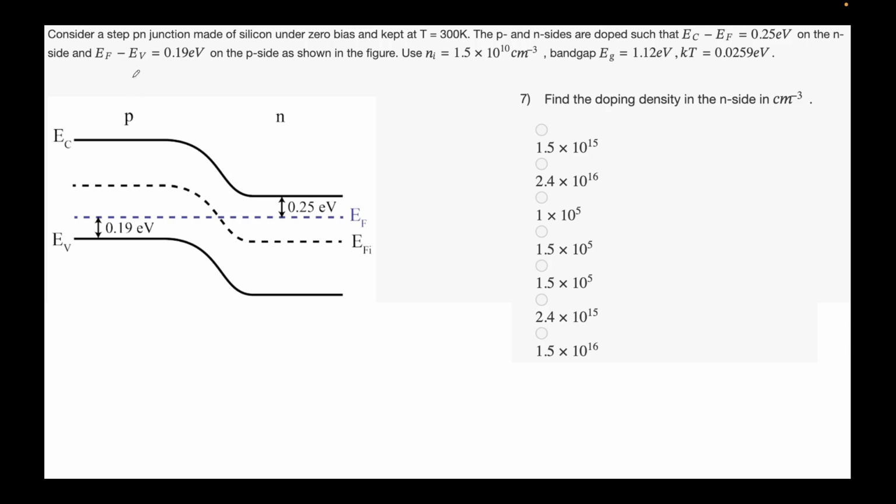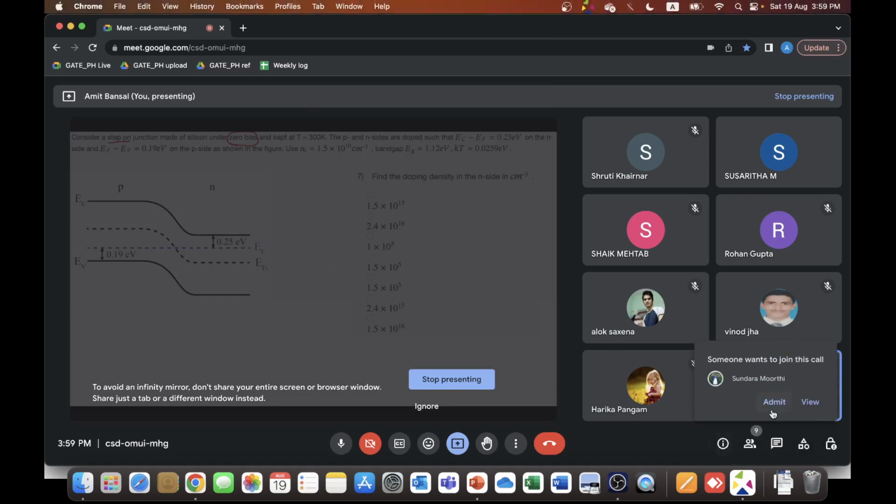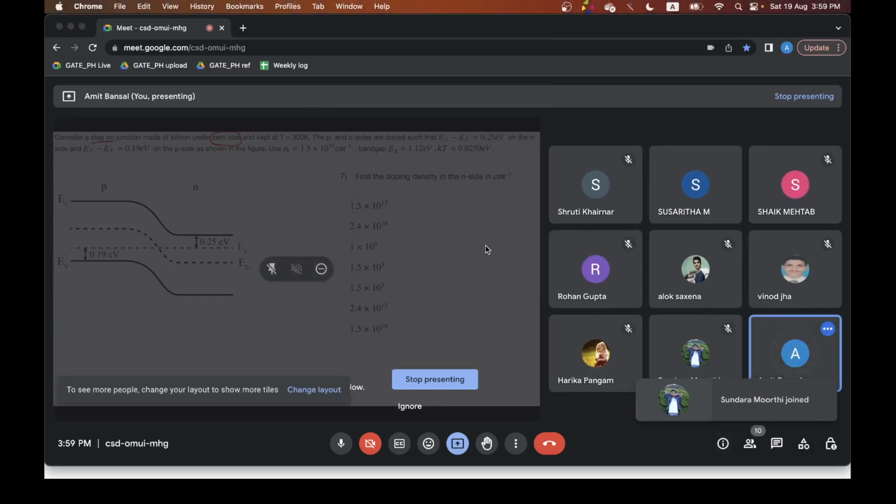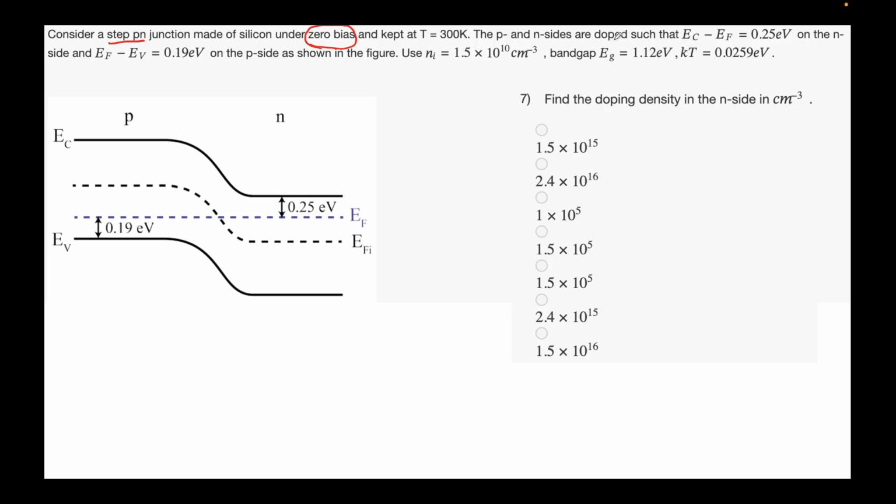Okay, now consider a step PN junction. Again, step PN junction, it's given in the problem, and also you can see from this profile. I told you this is a parabola. You cannot identify whether it's a parabola or a cubic, but if it's a step PN junction, it's a parabola. Of silicon under zero bias, again zero bias because we're talking about thermal equilibrium. So no current injection, no light shining, nothing. 300 Kelvin. This means all the acceptors on the P side and donors on the N side have been ionized, all of them.